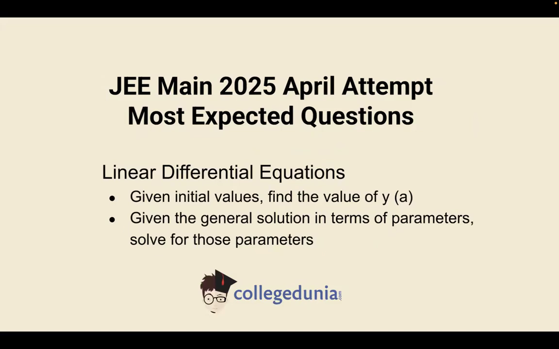Then the next important topic is linear differential equations. There are two kinds of questions. In one, the initial values are generally given and you need to find the value of y of a. In the other pattern, you need to find the parameters for a general solution of an equation. These are the two important patterns on which questions were there in the JEE Main 2025 January session. So let's move to the questions.